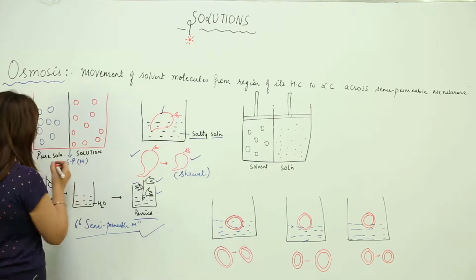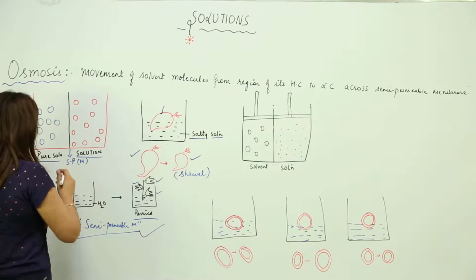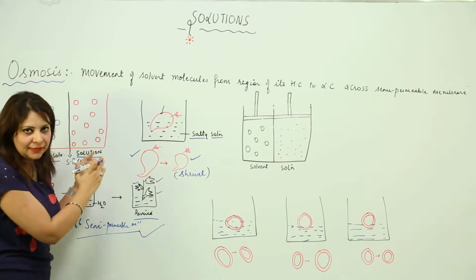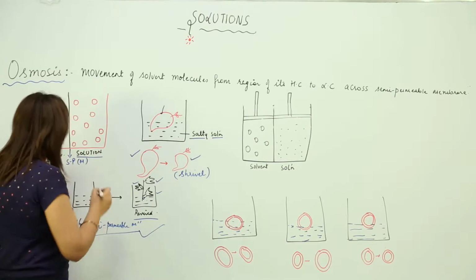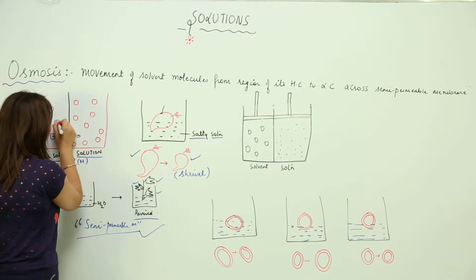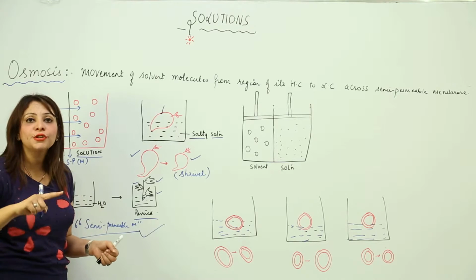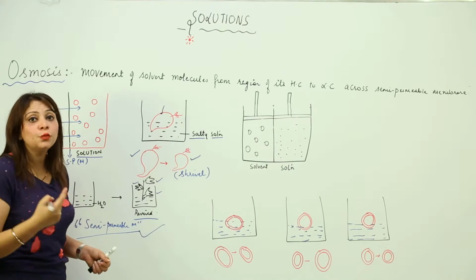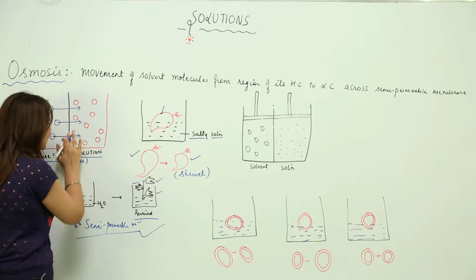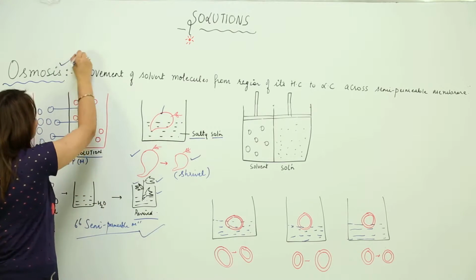See, this is a pure solvent and this is our solution. Pure solvent molecules are more on this side and less on this side. So what is going to happen? This semi-permeable membrane will allow only the solvent molecules to pass through. From where to where? Obviously from higher concentration to lower concentration. So this is what is happening here, that is the movement of pure solvent molecules across the semi-permeable membrane into a solution. This is called osmosis.